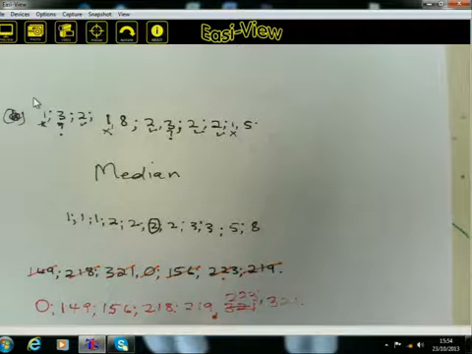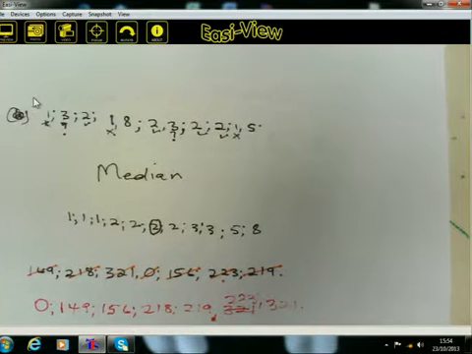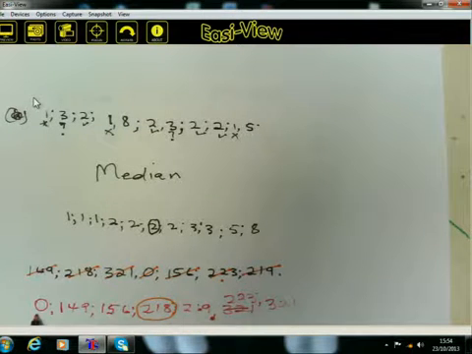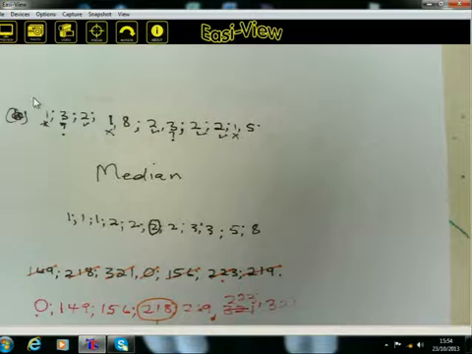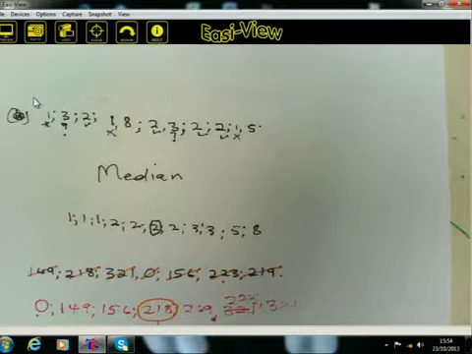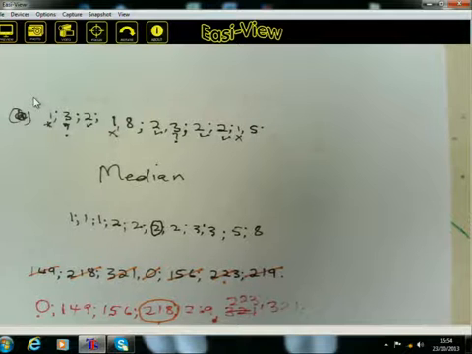Do you see? Now we are double checking which one is the middle one. It's 1, 2, 3. And then I'm circling this, and I'm saying 1, 2, 3. Do you see now? 218 is my median. That means 218 is my center one.